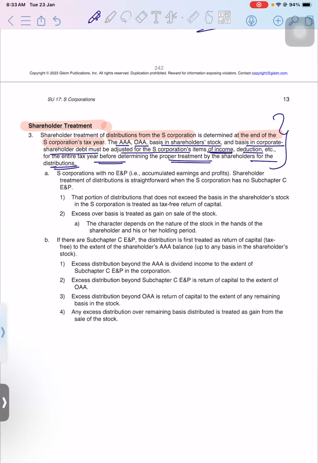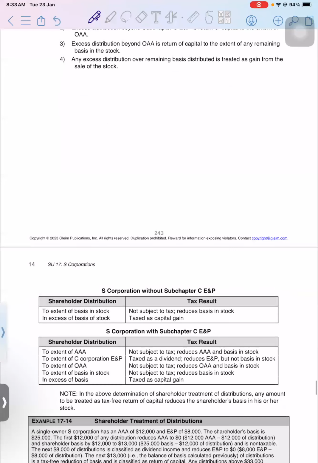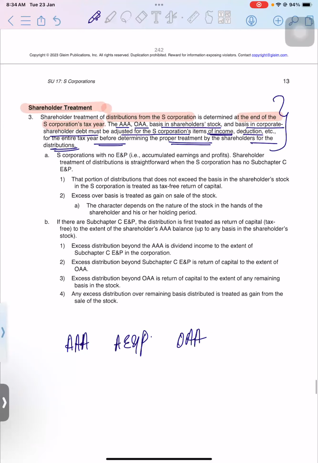So for the whole year, at the end of the tax year, you need to first determine whether you are going to reduce AAA or OAA, accumulated ENP. Okay, what is the nature of the transaction? That will define from what you are going to reduce or add the items. Now, some S Corporations will have no ENP.